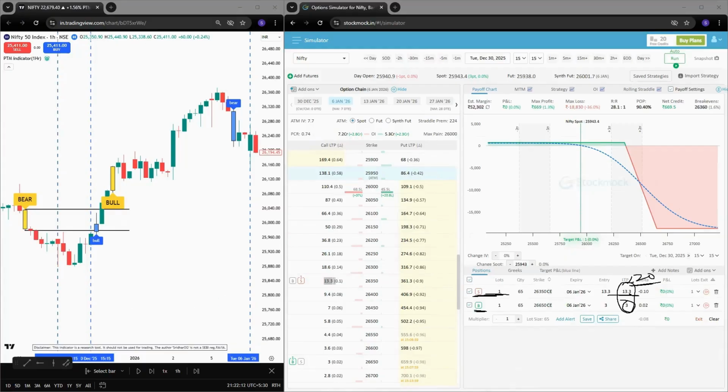Done. Now, what is the lot size? Personally, what did I tell you in my own money management? I've told you 5 lakh is one portfolio strategy.